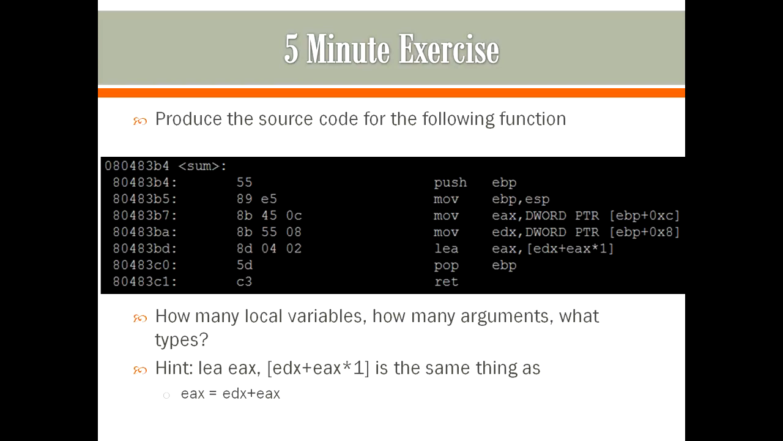We've covered a lot so far, but here's an exercise for you to practice on your own. Produce the source code for the following function. Determine how many local variables exist, how many arguments there are, and their types. We haven't covered one instruction in this exercise, which is LEA. But as a hint, consider it the same as EAX equals EDX plus EAX. Pause here and try the exercise. On the next slide, we will present the solution.